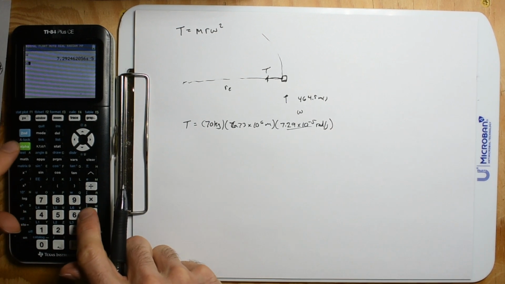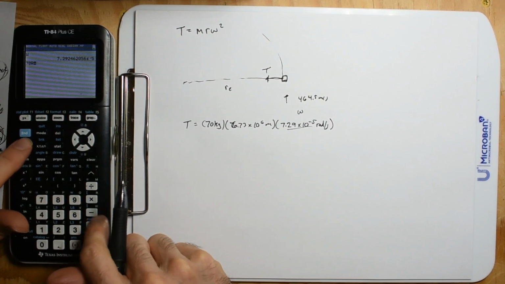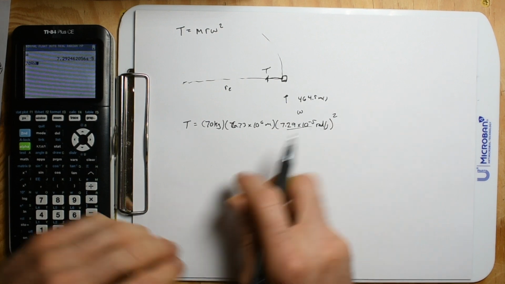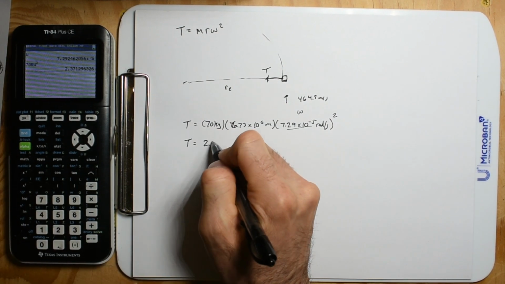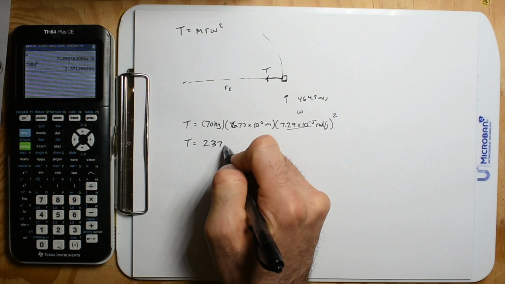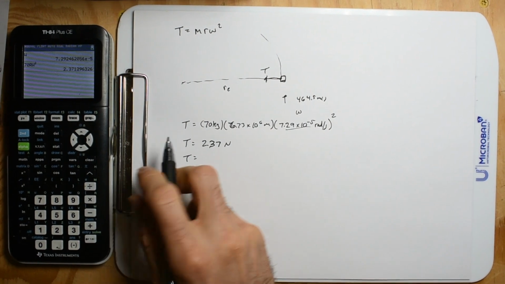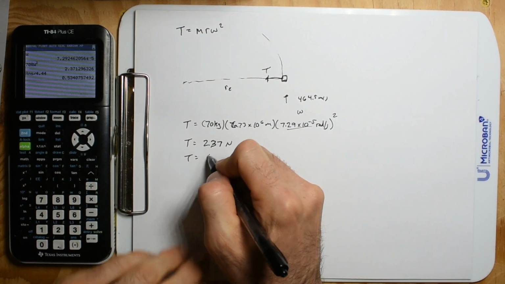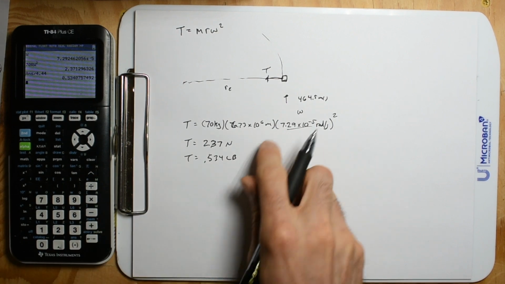Alright, so we have 70 times r omega. Whoa, I always forget that squared. Holy Toledo. And then square it. And cool, we have a tension of 2.37 newtons. And we already did this one. So divide by 4.44, and we get 0.534 pounds. So 0.5 pounds.